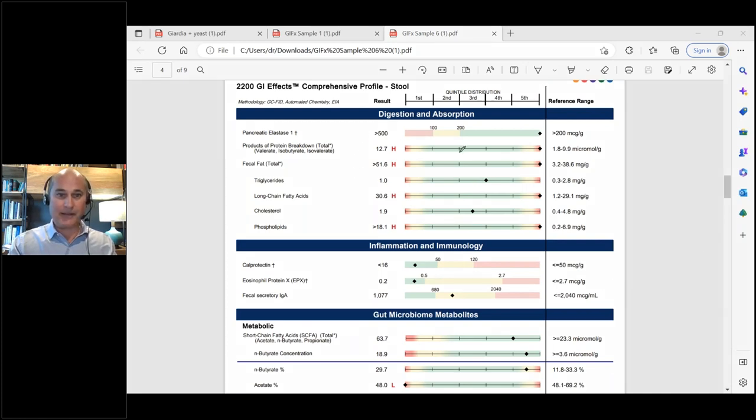Products of protein breakdown. Fecal fat. So you're starting to think there's an organ problem. We could use pancreatic enzymes, HCL, or something that supports the gallbladder that has ox bile, taurine, glycine, those types of things in it. Many companies that we work with have combination products that have all three.